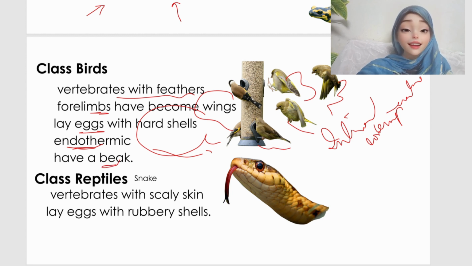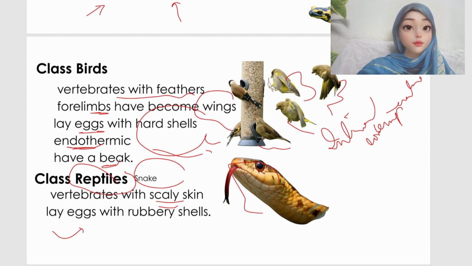Next class here is the class Reptiles. For example, here is a snake. Class Reptiles are vertebrates with scaly skin. They lay eggs within their rubbery shells.